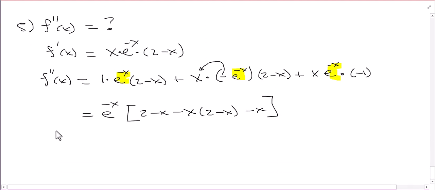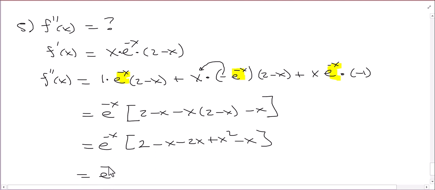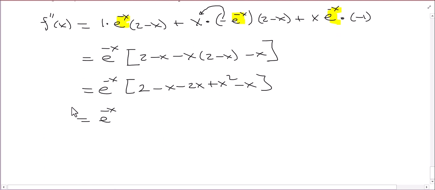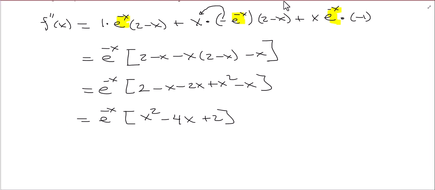And so let's simplify that middle part. I was just trying to see if there was anything else we could have factored out, but it doesn't look like it. So 2 minus x minus 2x plus x squared, and then minus x. And simplify that some more. Now I'm getting a quadratic in there, so let's see. So I'm going to have positive x squared, and then minus 2x minus x minus x, so what's that? Minus 4x plus 2.